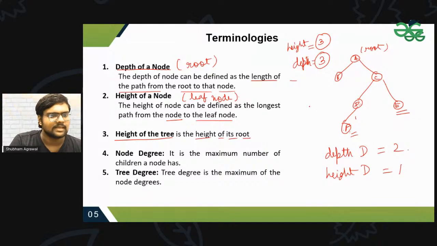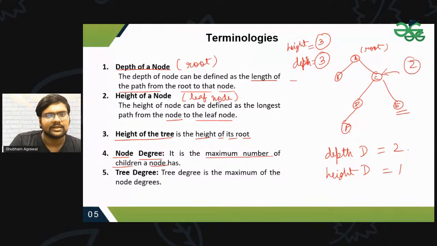Then we have node degree. Node degree can be defined as the maximum number of children a node can have. Here, as you can see, the node degree of C is 2 because it has 2 children. And what is the degree of the tree? The degree of the tree is the maximum of the node degrees.